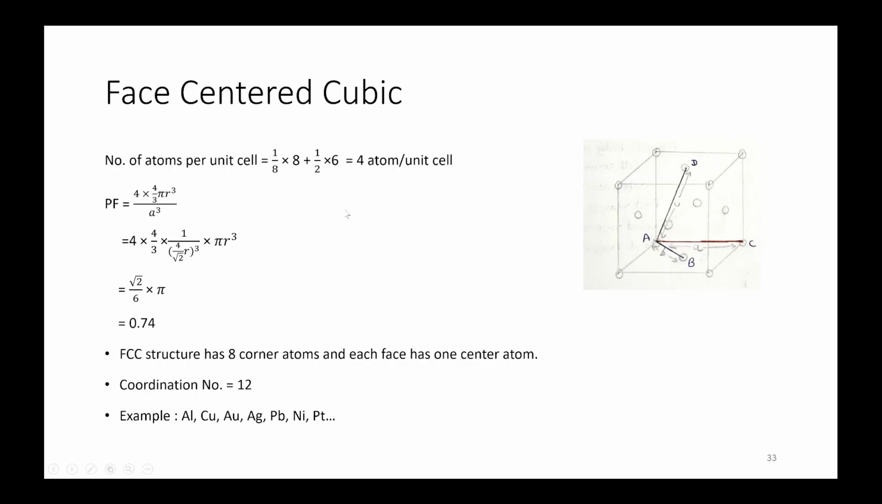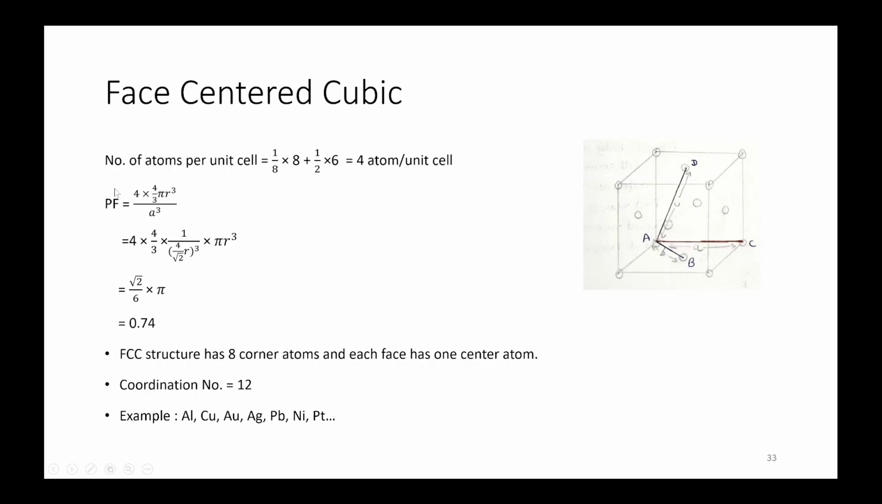Now one of the most common crystal structures is face centered cubic. In this, atoms will be sitting at face centers, and each face is shared with one more unit cell. So half will be inside this unit cell, half will be in another unit cell. So we'll be multiplying half by 6 because there are 6 faces. So the total number of atoms will be 4.